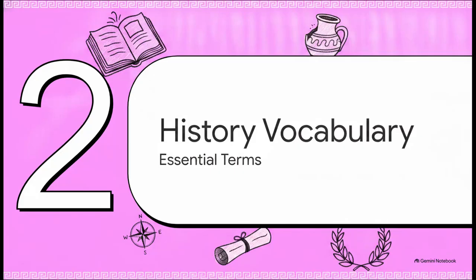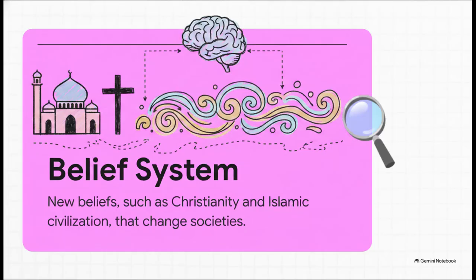Section 2, essential ancient history vocabulary. First up, belief systems. Think of a belief system as a massive, structured framework, like early Christianity or the Islamic faith, that literally shapes entire cultures. These aren't just isolated, random thoughts. They're comprehensive ways of viewing the universe. They provide moral codes, social rules, and a shared sense of identity for millions of people across expanding territories.